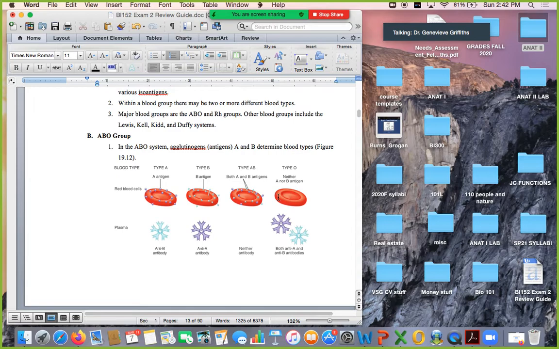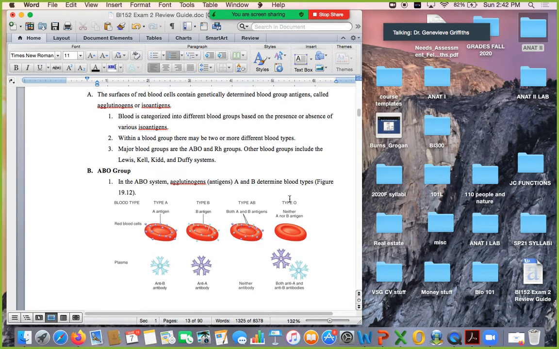Okay? So that's how we define the different types of the blood. Do you have the A antigen? Do you have the B antigen? Do you have both? Or do you have neither, right? And that's basically how we differentiate A, B, AB, and O.